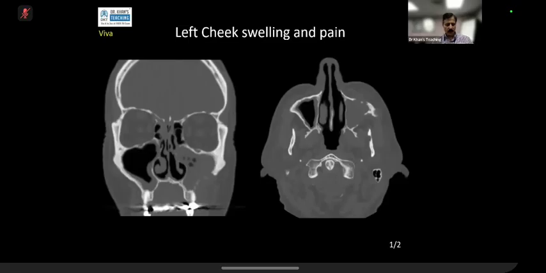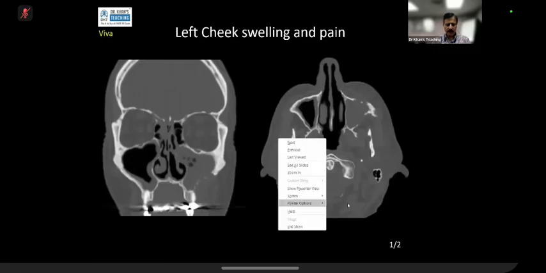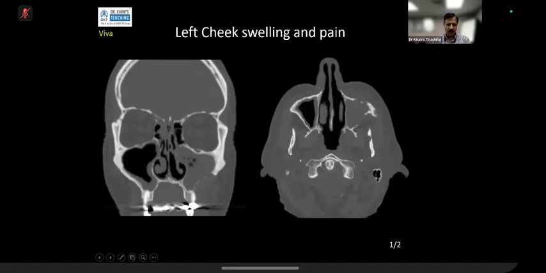Now, candidate 2, because of time factor, I'm going to describe some of the findings and then hand the case over to you. Now, this is a coronal CT scan, and this is an axial CT scan. Now, there is opacification of the left mastoid air cells, and the left maxillary sinus. What is your observation? Over to you.